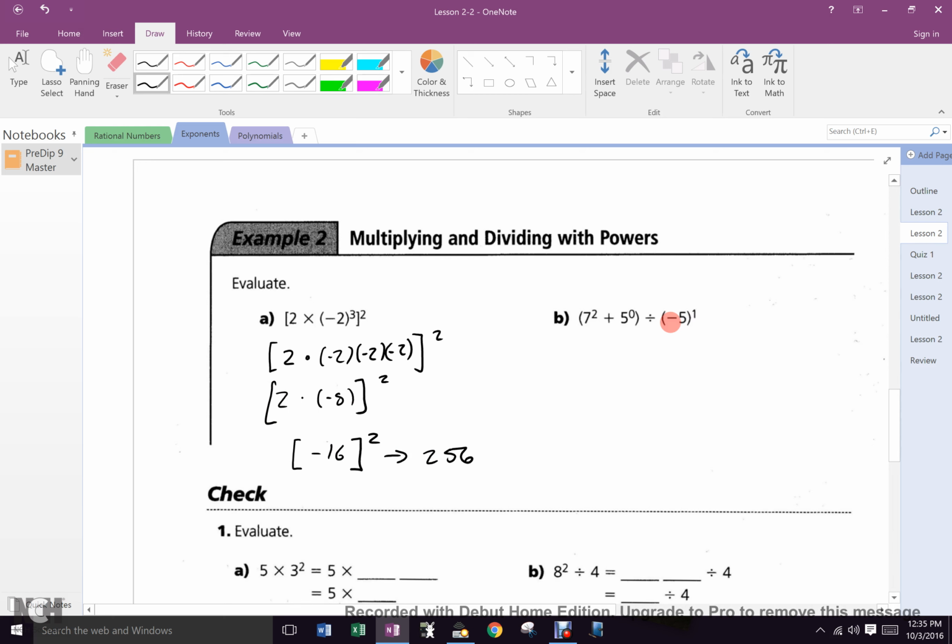This looks funky again. Exponents first. So 7 squared is what? 49. 49 plus 5 to the 0, 1. 1 divided by -5 to the 1. Is that negative part of the base? Yes. So what am I doing? I am dividing by what? -5. So that becomes 50 divided by -5, which equals -10.